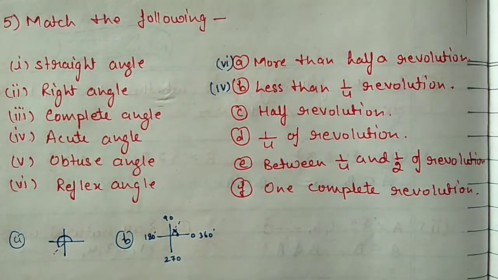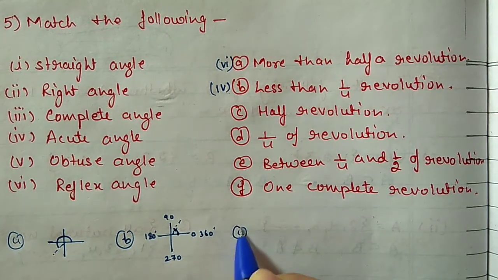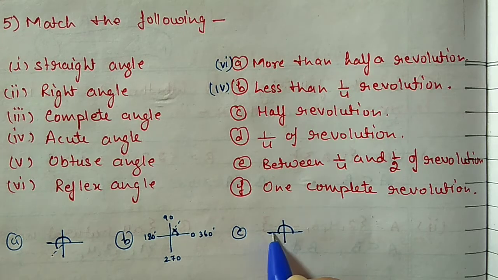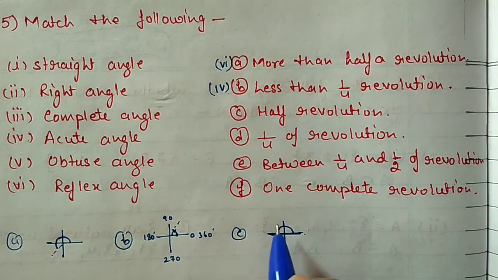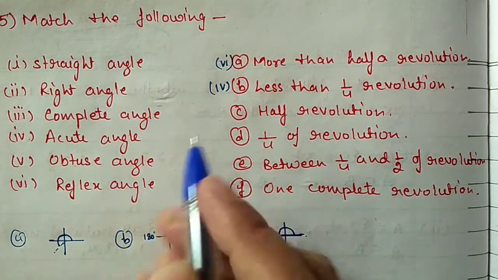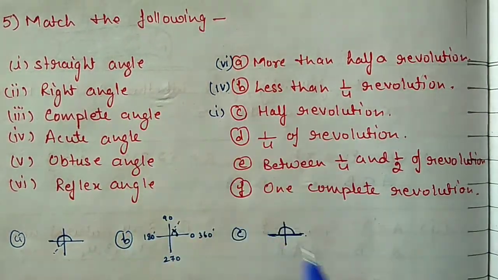Then half revolution. Half revolution means it will move from here till here. So we are getting a straight line. This will be a 180-degree angle, or we can say straight line angle. The first part will match here.